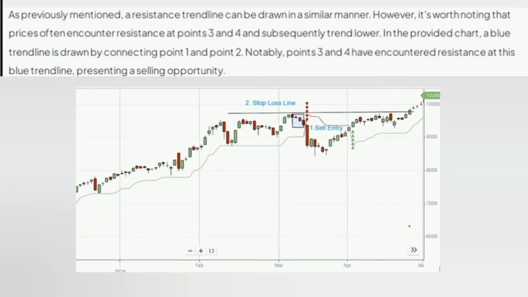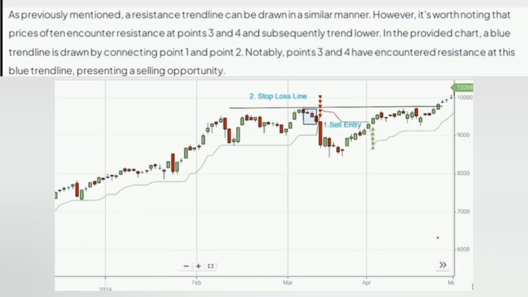Draw trend line in chart. As previously mentioned, a resistance trend line can be drawn in a similar manner. However, it's worth noting that prices often encounter resistance at points 3 and 4 and subsequently trend lower. In the provided chart, a blue trend line is drawn by connecting point 1 and point 2. Notably, points 3 and 4 have encountered resistance at this blue trend line, presenting a selling opportunity.